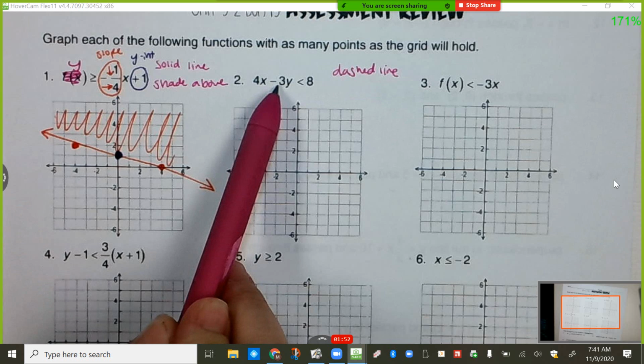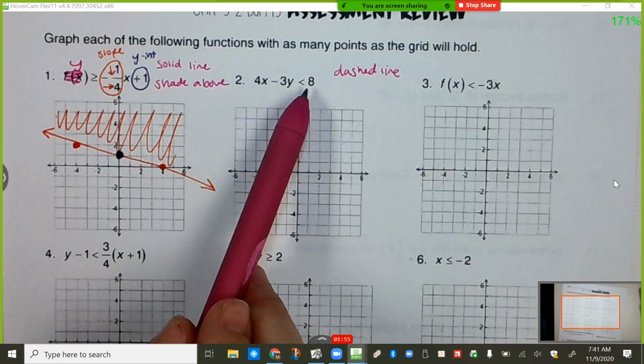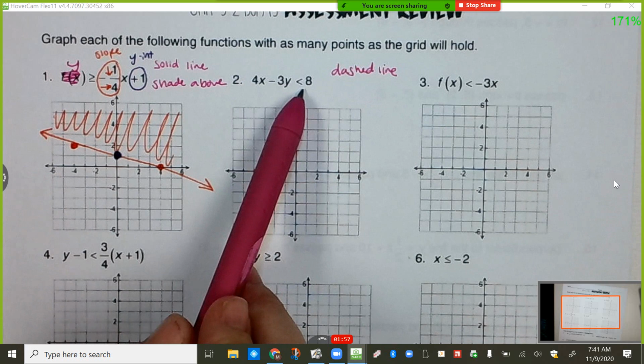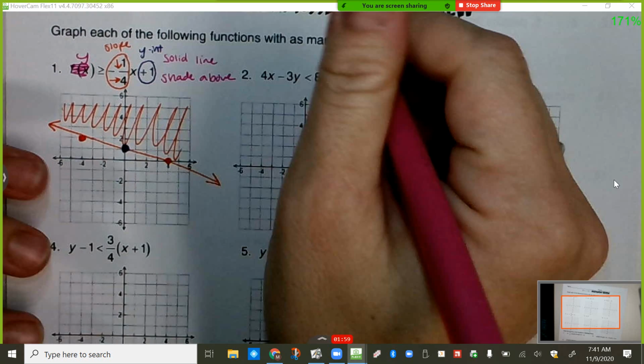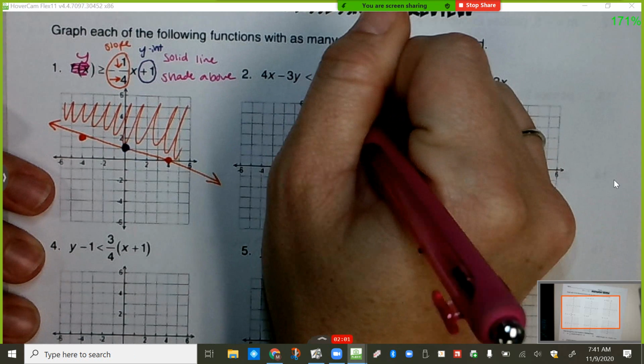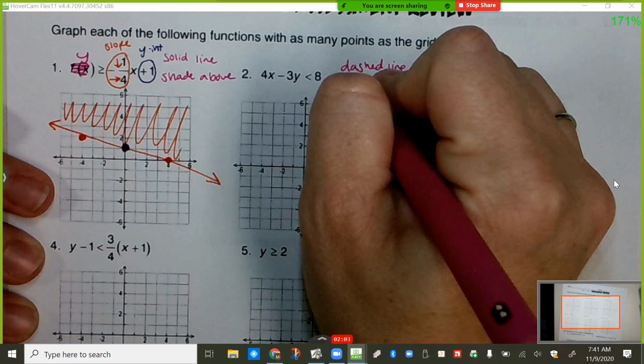coefficient of y is negative, if I solved for y, what would happen to my symbol if I had to divide by that negative? I would flip it. So technically, if I were to solve for y, it would say y is greater than, so we're going to shade above.